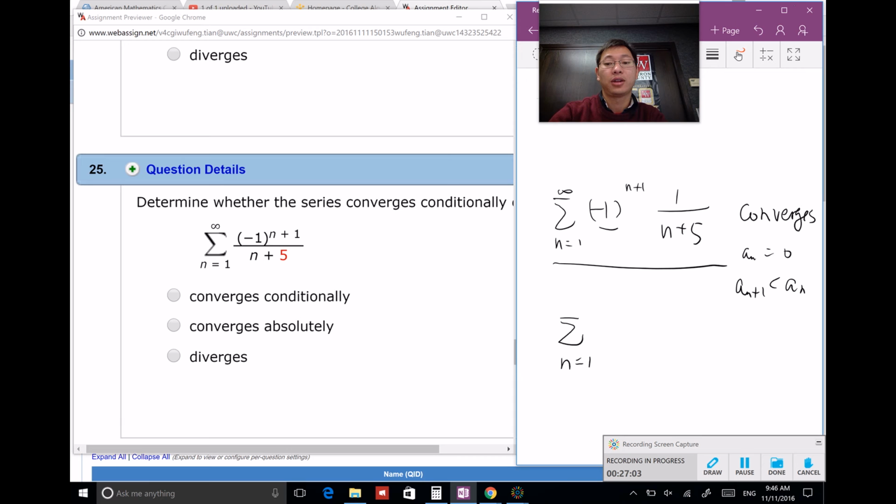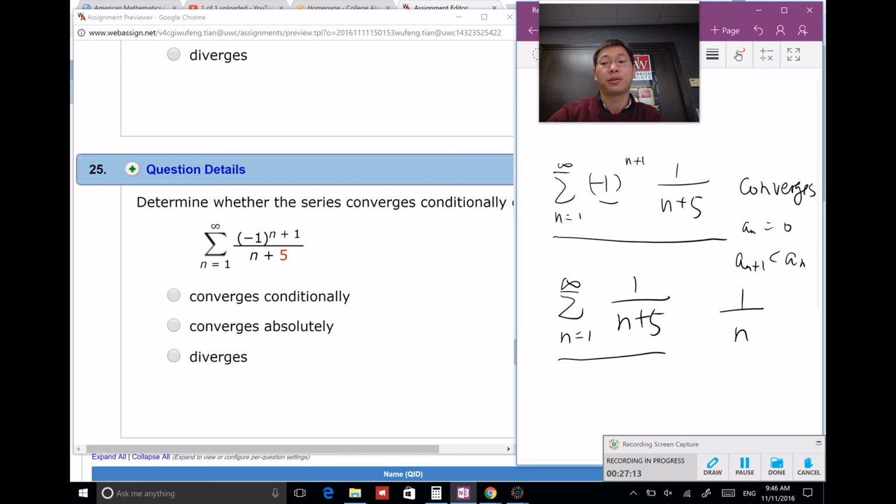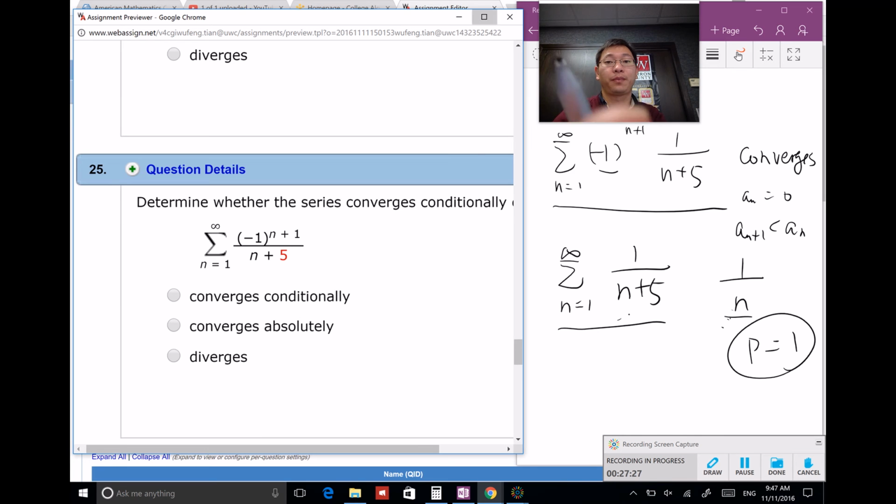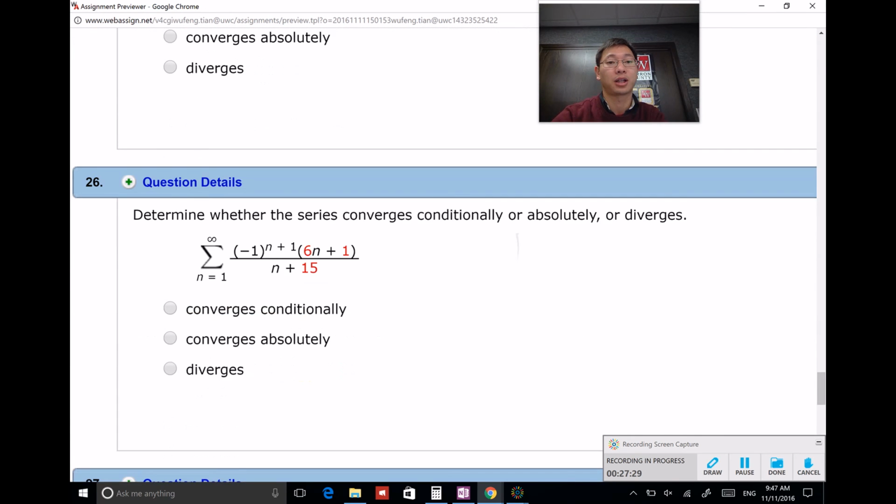However, if I add absolute value, 1 over n plus 5, this one will diverge because I can compare it to 1 over n, which is a p series. These two have exactly the same convergence or divergence. You compare these two and get 1, which is a finite number. This one diverges because it's a p series with p equals 1. So it diverges, and so the original converges conditionally. Very good. Thank you very much, Nicholas.